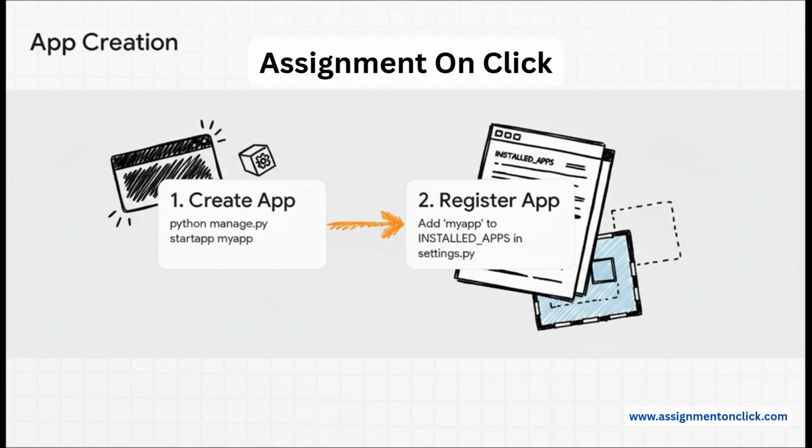Okay, so you run the command to create the app, but that's just step 1. And this is super important. The crucial second step is you have to register it in your project's settings file. If you forget this step, Django literally doesn't even know your new app exists. It's like building a new room but forgetting to add it to the building's official floor plan. Nobody's going to find it.